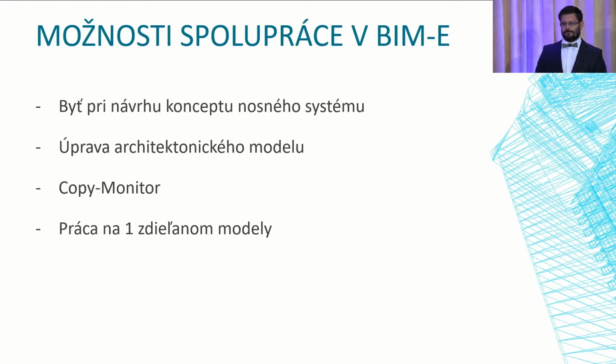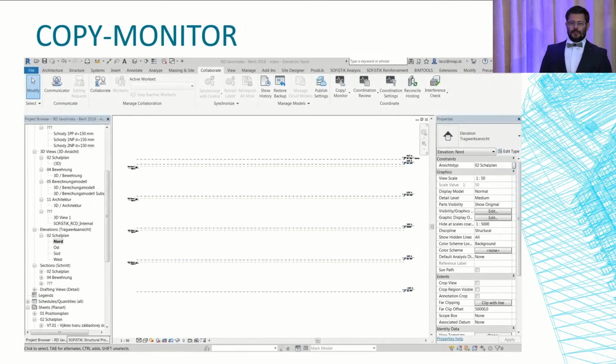Or the second option, and this is a preferred option for us in our company, is a copy monitor. That means we copy that and then monitor it. The third one is working on one shared model. This requires more hardware resources. Usually it's not that difficult in terms of technology, but it makes things difficult in terms of legal responsibility and accountability. If there is a mistake or an error made, usually it's difficult to find out who made the mistake.